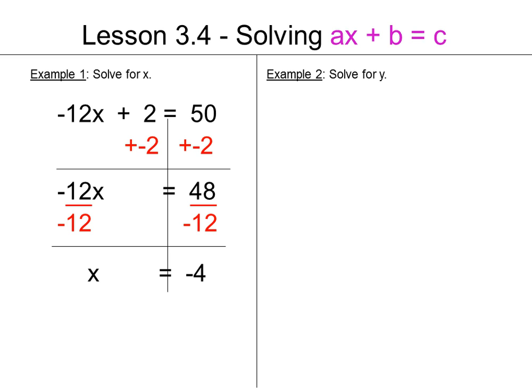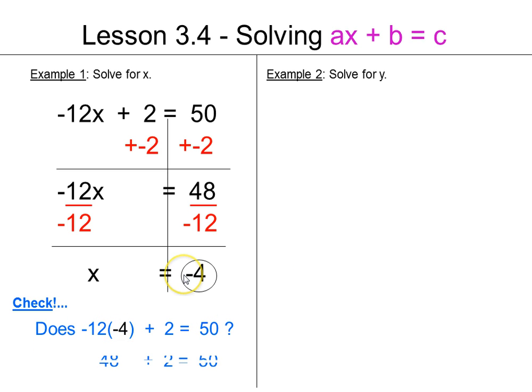So we are saying here that x is negative 4, and again, we may have thought that when we looked at the equation originally, but that is our answer, and here's our reasoning for why we're saying it's negative 4. If you're not so sure that's the answer, you can go in and check. Does negative 12 times negative 4 plus 2 equal 50? Well, negative 12 times negative 4 is 48, and 48 plus 2, is that 50?